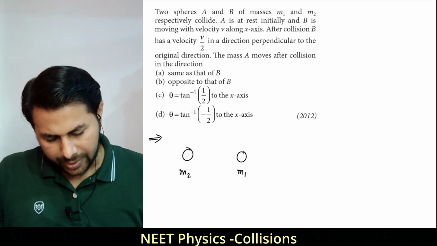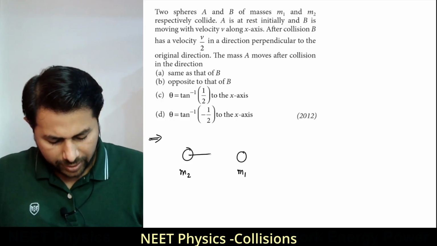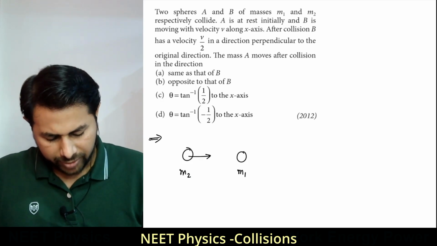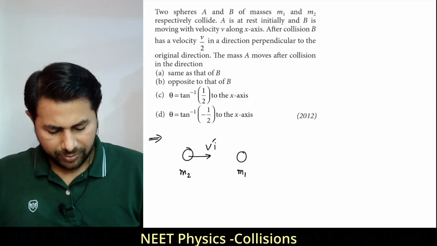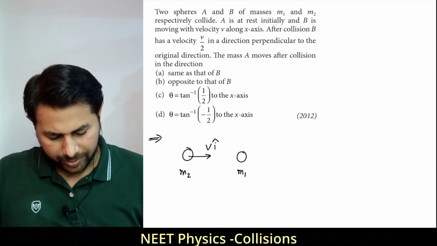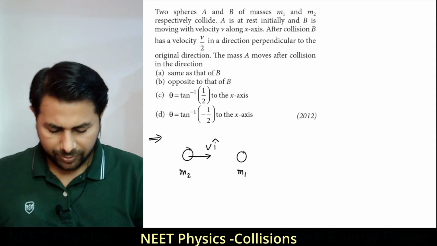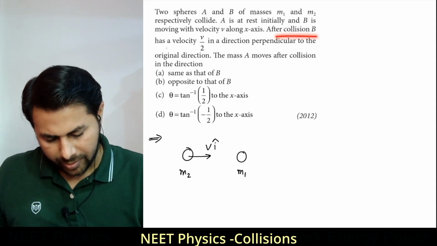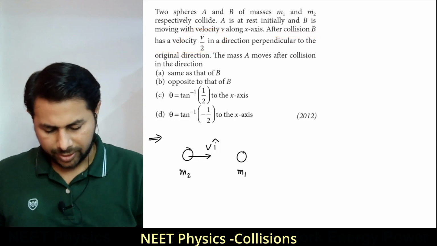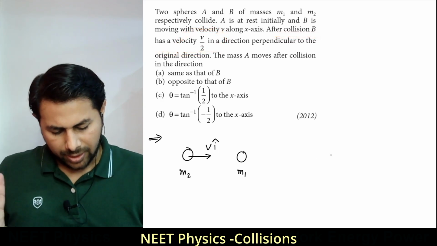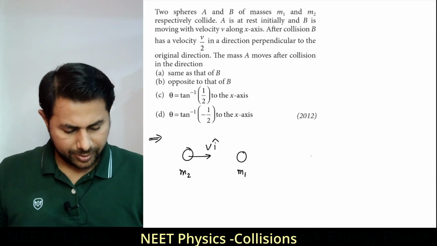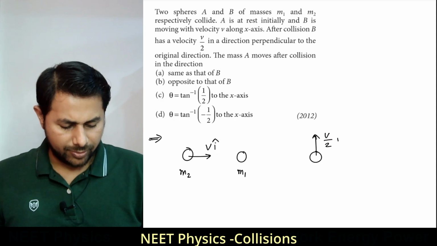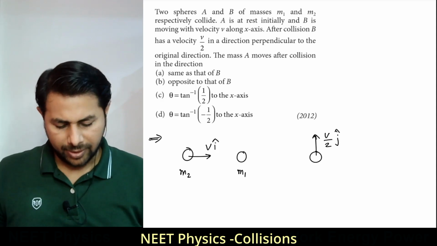Okay, and B is moving along the x-axis. So this is moving along the x-axis with speed v. So let's say this is v times i cap. After collision, B has velocity v/2 in a direction perpendicular to the original direction. So this one moves like this, okay, with velocity v/2, and let's say this is j cap.